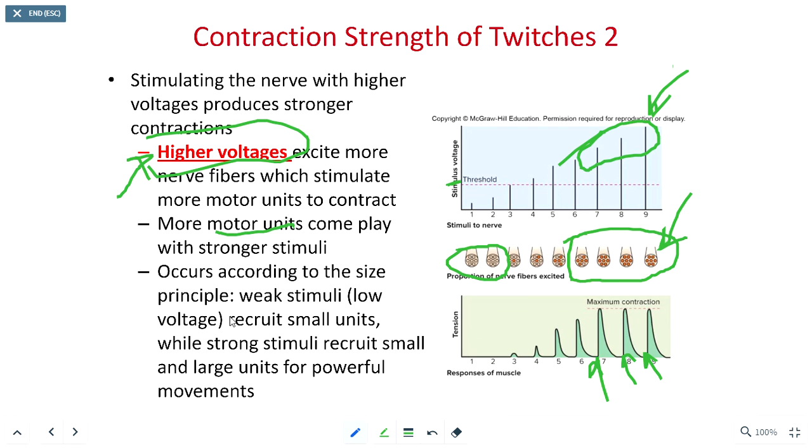And that means that we are going to have this gradient. As we increase the voltage, we can increase the strength of contraction until we get to the maximum strength of contraction. And eventually, it doesn't matter if we have a stronger stimulus. We can't recruit any more skeletal muscle fibers, and we can't have any more increase in the strength of contraction.